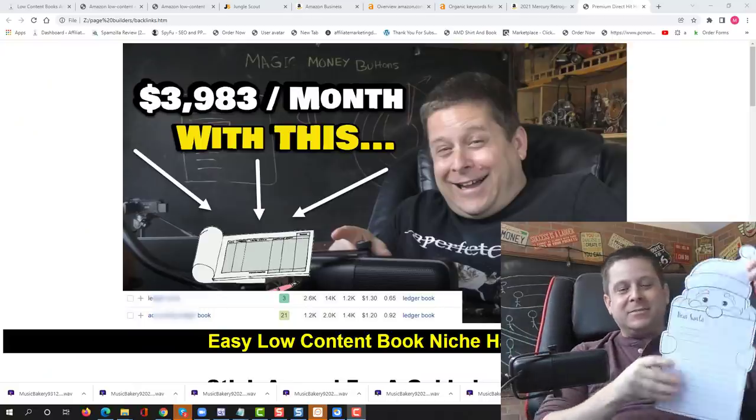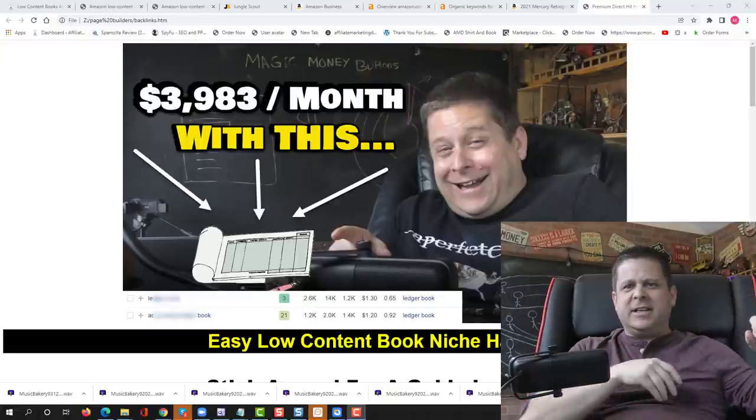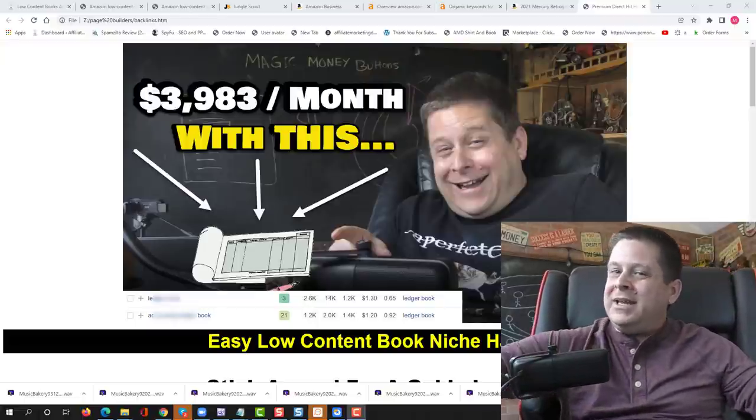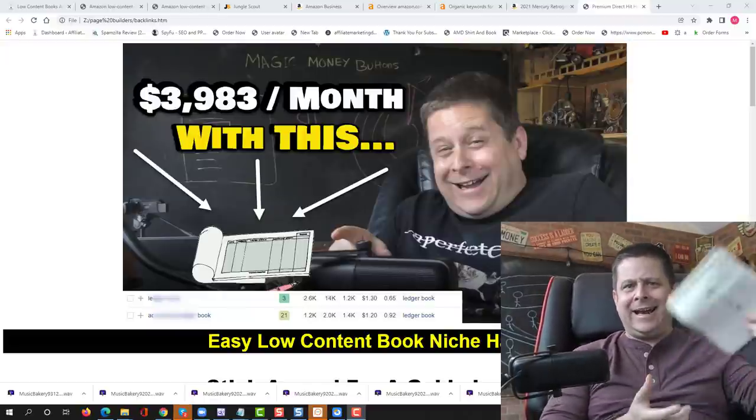Today, what we're going to do is talk about Amazon low content book niches. What is a low content book? Well, quite simply, it could be something like this, where you can write little Santa letters or something like that. Or it could even be a blank journal with a picture of a cat on it or something like that. I buy these all the time and someone is making a fortune because they're like 10 bucks each.